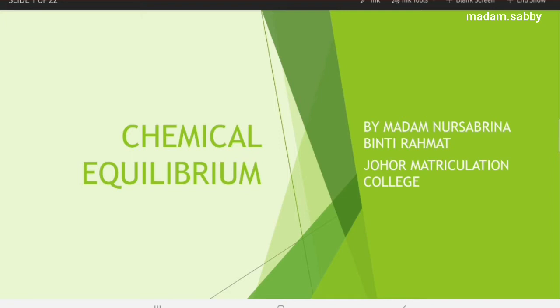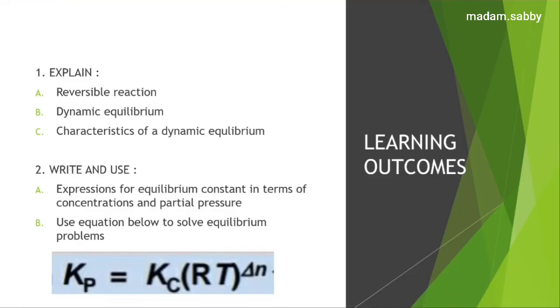We have irreversible and reversible reactions. Then we're going to discover dynamic equilibrium and its characteristics. We're also going to learn how to write down the equilibrium constant expression in terms of concentrations and partial pressure, and how we can relate these two by using this formula, which is Kp equals Kc (RT)^Δn.